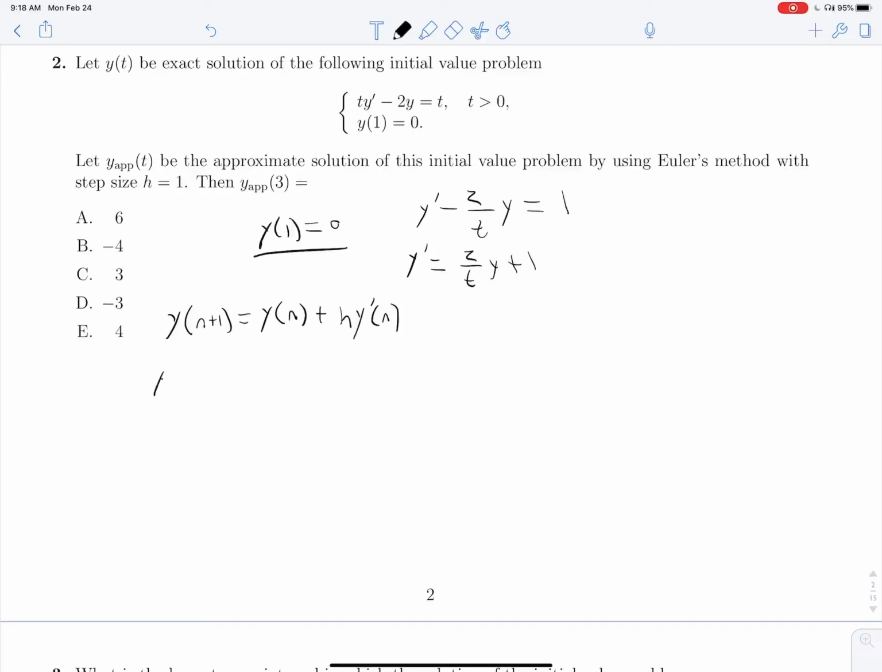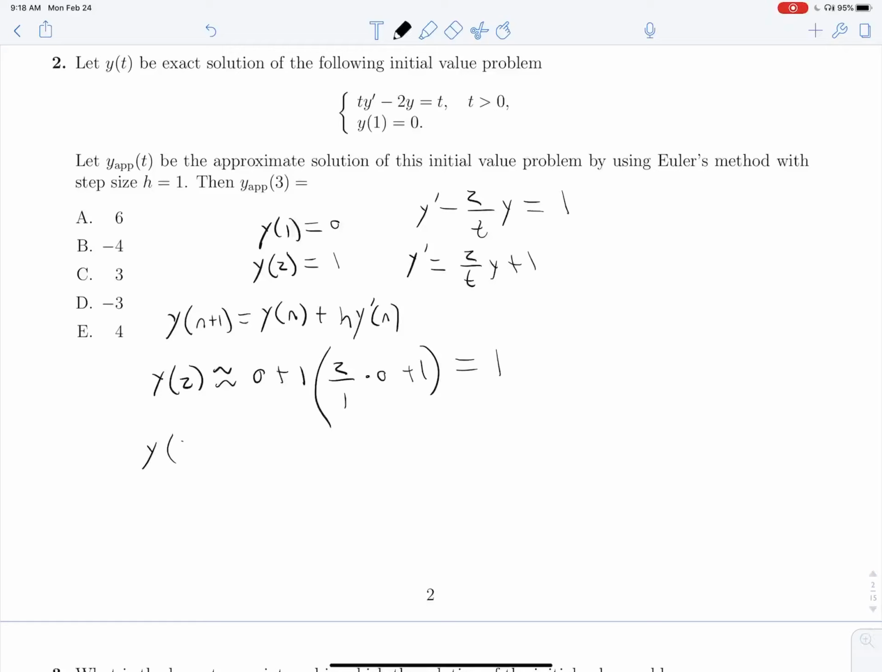So let's do this. So y at 2, because our initial condition is at 1 and we're moving by steps of 1, is approximately y at n, so y at 1, which is 0, plus h, our step size, which is 1, times y prime at 1, 0, which will be 2 over 1 times 0 plus 1, which is just equal to 1. So we have a new condition to work with. That is y at 2 is equal to 1.